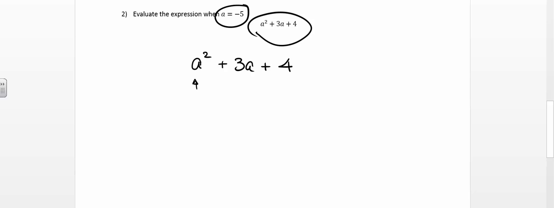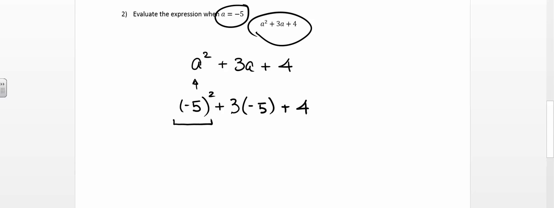So it's not just 5 that gets squared. My whole -5 is my a. So that entire number gets squared, plus 3 times, again, a is -5, plus 4. So now this becomes an expression that we can evaluate using our order of operations.